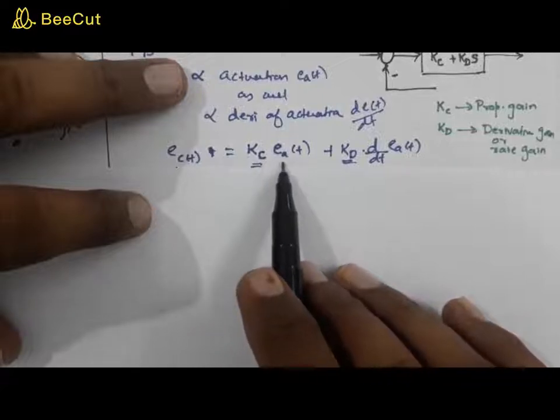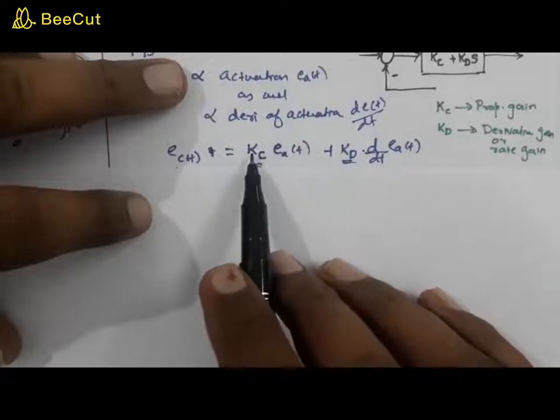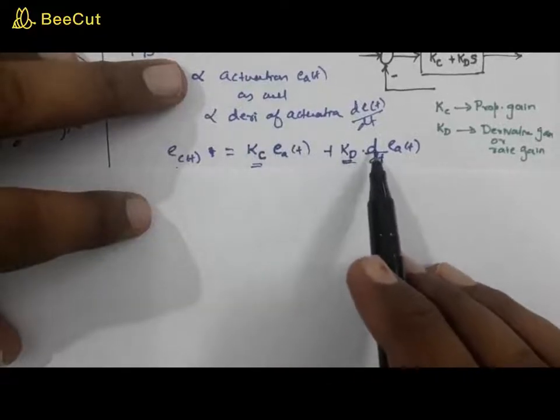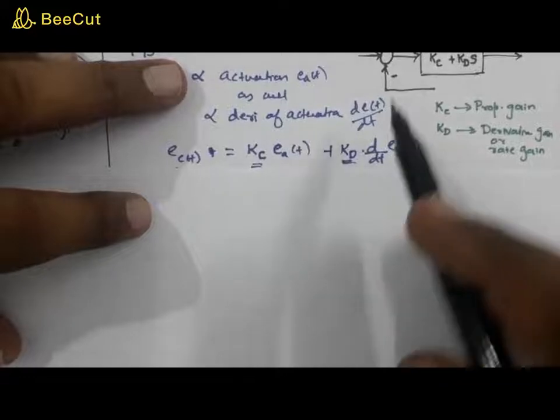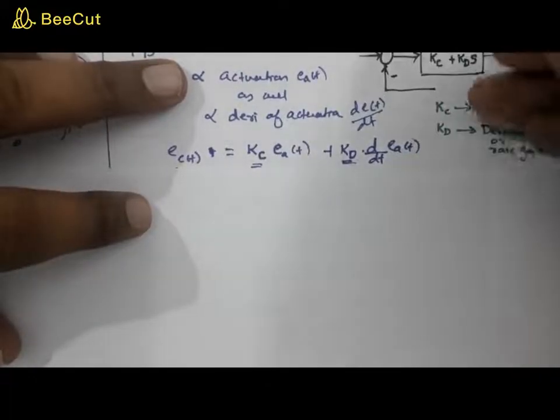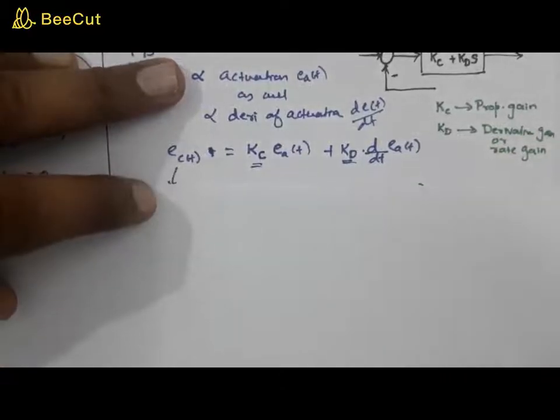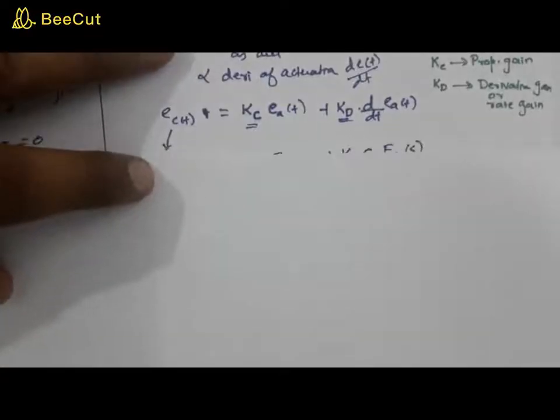This is the proportionality constant for a proportional controller, so this is equal to Kc into EA of t plus Kd into the derivative of EA of t. This we got from the basic definition of a proportional plus derivative controller. Now what if I transfer this time domain function to the S domain?